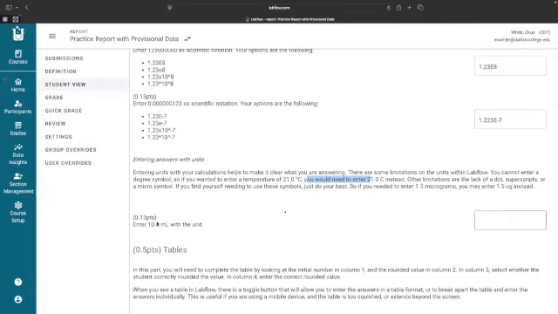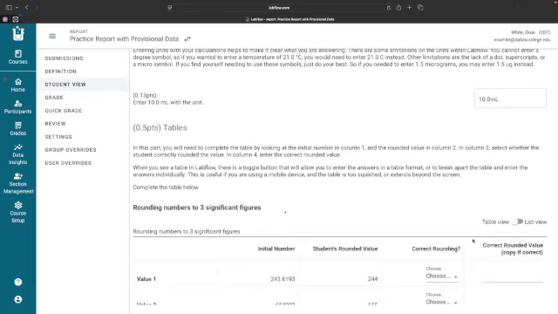Now it says enter 10.0 milliliters with the unit. So I put here 10.0, little m, capital L or uppercase L, and then I'm done with that.